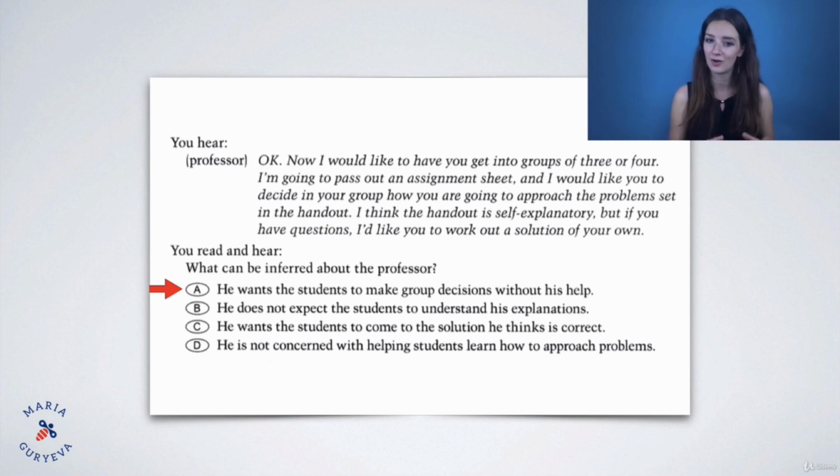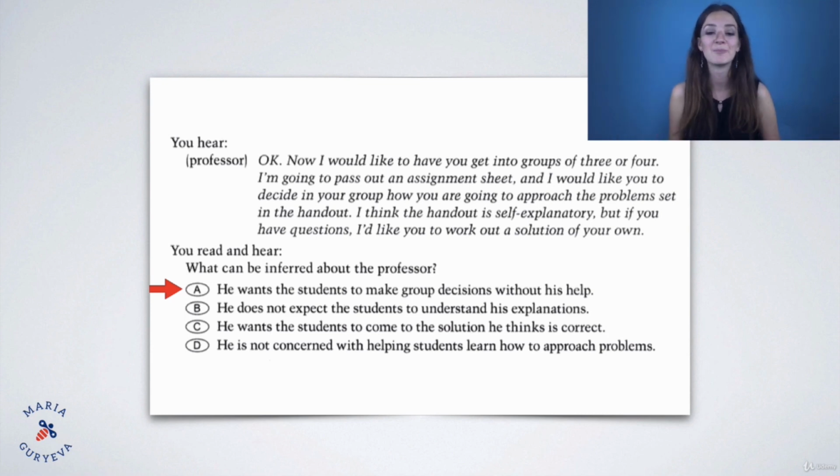They were obviously wrong. He does not expect the students to understand his explanations. Who is he? Like, is he a good professor if he doesn't expect his students to be smart? He wants the students to come to the solution he thinks is correct. What? Why does he think something is correct? There is always a freedom of students to express themselves, right? So it's a pretty weird statement. What does it mean he thinks is correct?